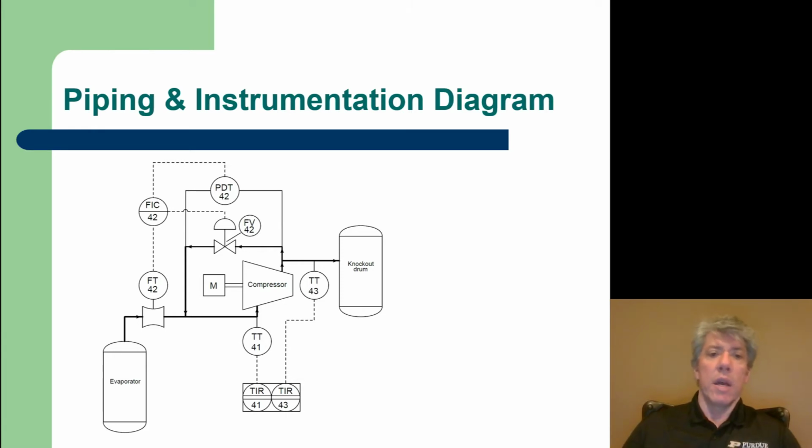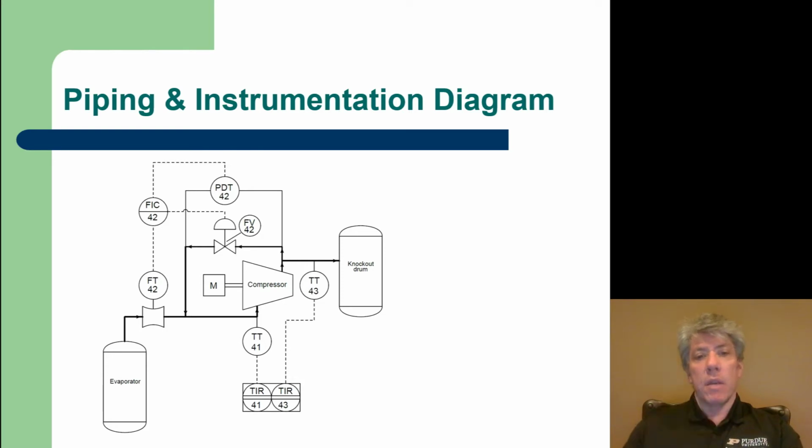Now notice that flow indicating controller 42 actually gets data from two different sources, the pressure differential transmitter 42 and the flow transmitter 42. The details of what it does with those are not shown here. Maybe it completely ignores the difference in pressure across the compressor. I doubt it, but that's possible. Maybe it's a cascade system. Maybe it's a feed-forward system. Who knows? All we know is that there is a controller there that gets input from two sources, so it's likely either a cascade or a feed-forward scheme.